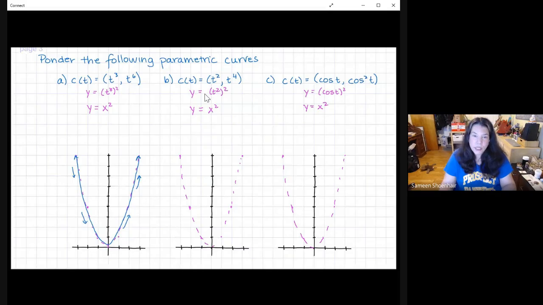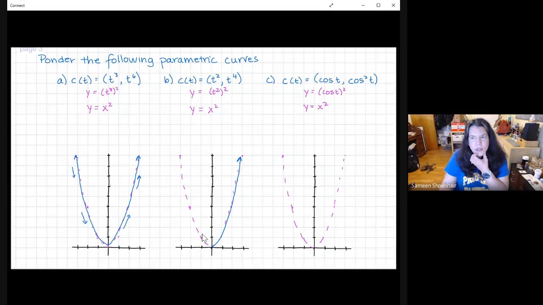Again, think about the range for t. No matter what value we put in for t, x is t squared, which means x always has to be non-negative. It can be 0 or positive. And y is also 0 or positive. So we're actually not going to have this part of the curve. We're only going to have this part.